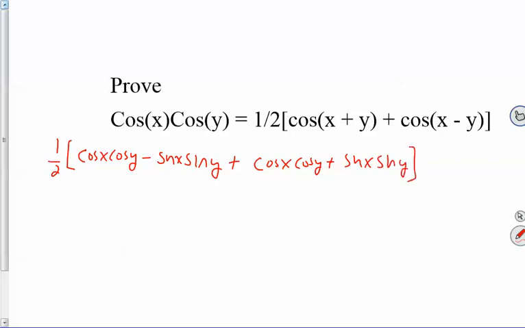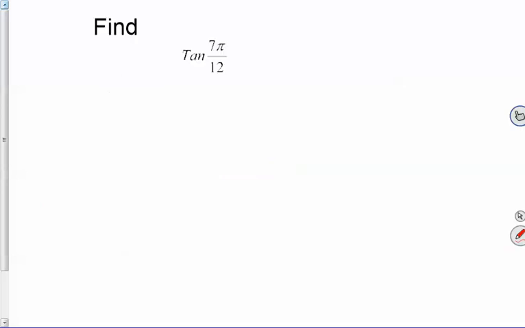foldable. And then when I look at this, cosine x cosine y, so then this is 1/2, and if I'm combining these things, I got 2 cosine x cosine y, and then the minus sine x and the sine y cancel out, and then half of that is, there you go, boom, done. That was easy, right? No problem there. Let's look at another one.